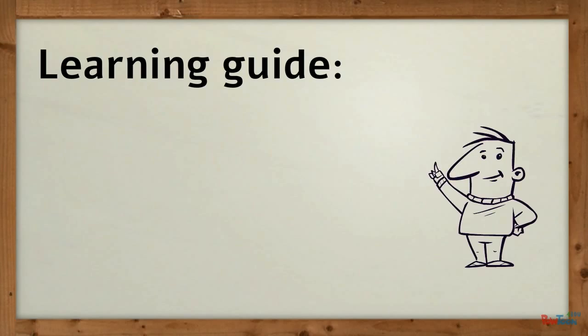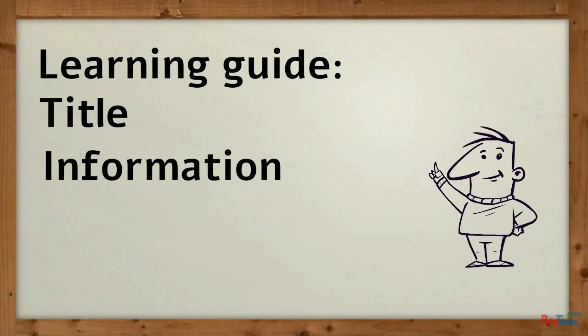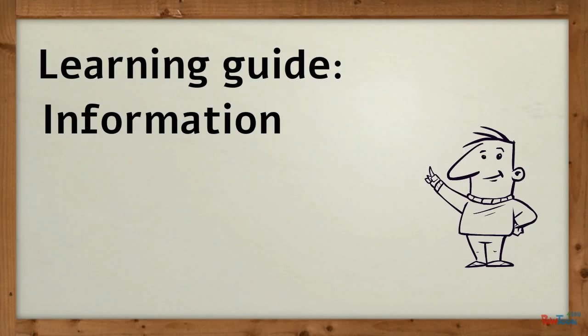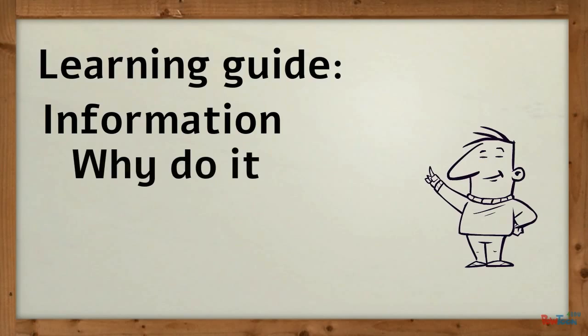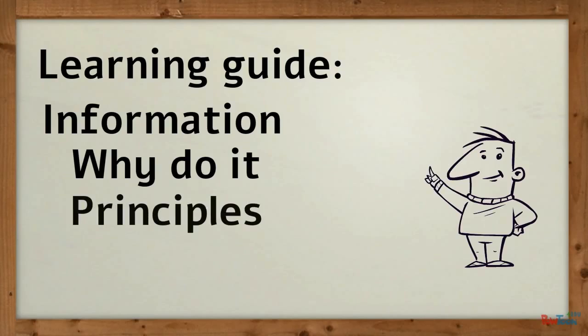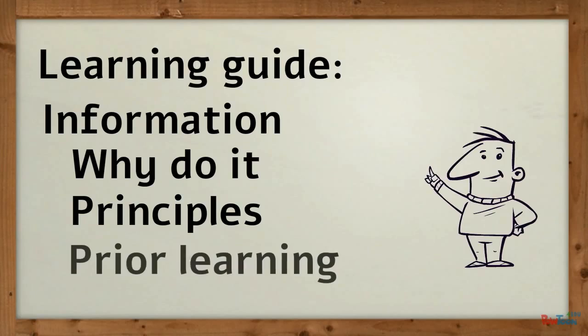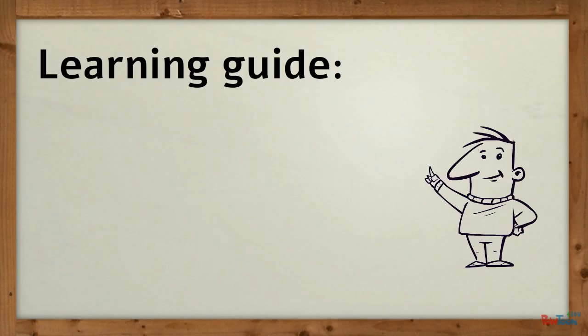This document should include the following elements. First, the title of the learning experience. Second, information required to prepare the learners to best complete the experience. This should include the following three things: a brief explanation of why it is important for the learners to give their best efforts to complete the experience, the list of principles the learning experience is designed for, and a brief explanation of previously learned principles that this experience will build on.